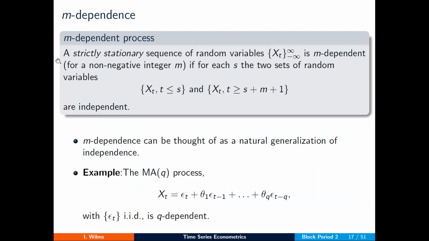A strictly stationary sequence of random variables is n-dependent when observations are independent if they are separated in time by more than n time points. So in essence, n-dependence is the natural generalization of independence. We've actually seen an example already of an n-dependent process, namely the MA(q) process, where x_t is regressed on its previous q error terms. During the first lecture week, we've seen that only the first q autocovariances are different from zero. Afterwards, the autocovariances are all equal to zero. And so an MA(q) process is a q-dependent process.